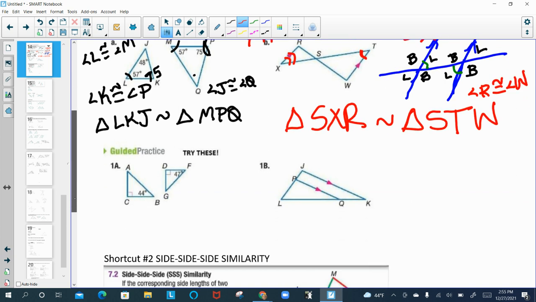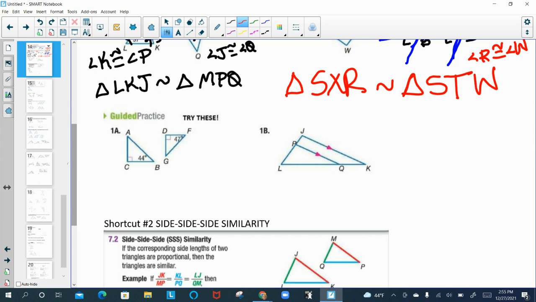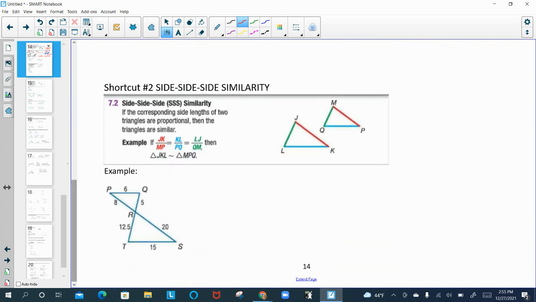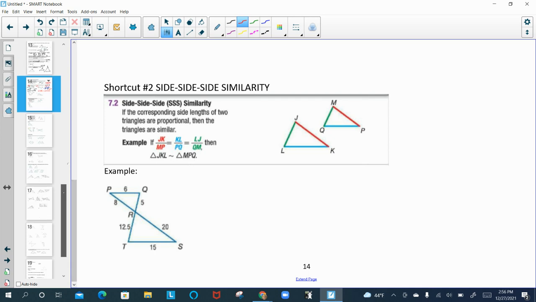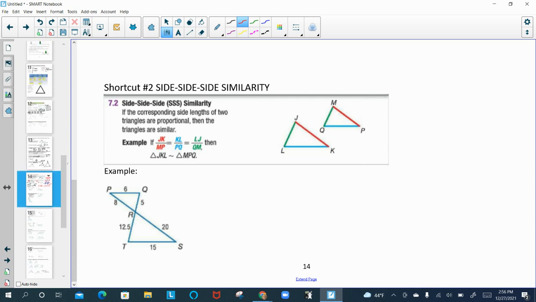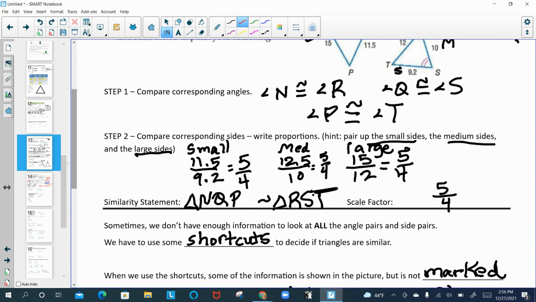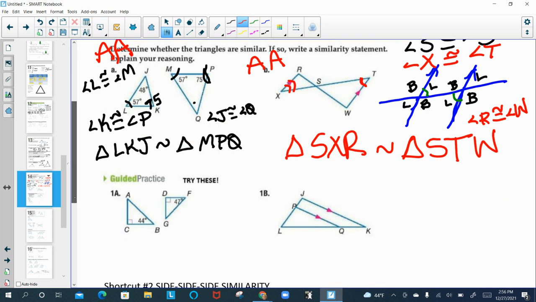So when you look down at the 1A and 1B, they'll be the same type of problem. And then we'll move into side, side, side. Now, side, side, side, we have actually already shown you this. On page 13, when we did this the long way, and we did step 2, where we compared the corresponding sides and wrote one giant proportion, that's what you have to do to check side, side, side. So we've actually sort of already done that, which is kind of good.